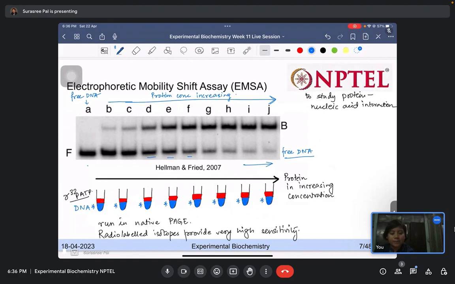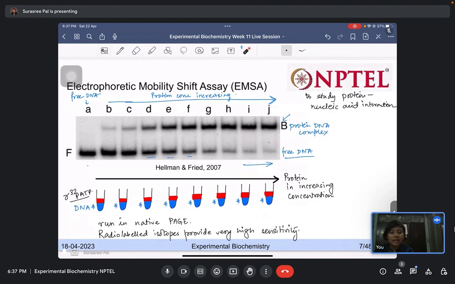Whereas this particular band, the upper band, indicates the protein DNA complex. As we can observe, when we keep on increasing the protein concentration, more and more proteins are binding to the DNA, and therefore the free DNA concentration is decreasing while the protein DNA complex concentration is increasing.